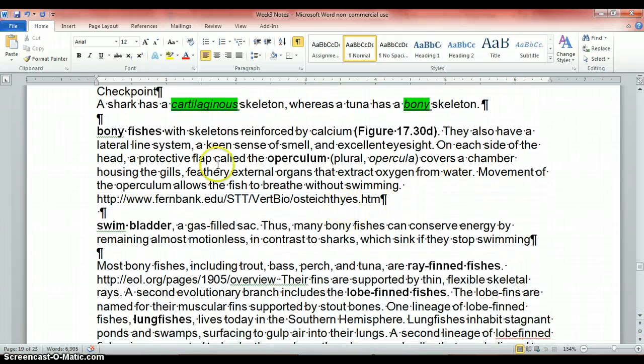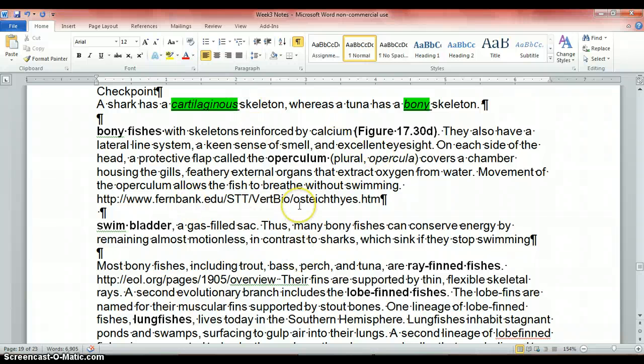Bony fishes. Bony fishes have skeletons reinforced by calcium. They also have a lateral line system, a keen sense of smell, and excellent eyesight. On each side of the head, the protective flap called the operculum, or the opercula, covers a chamber housing the gills, feathery external organs that extract oxygen from water. Movement of the operculum allows the fish to breathe without swimming. So they can stand still, float still, and still be able to survive.